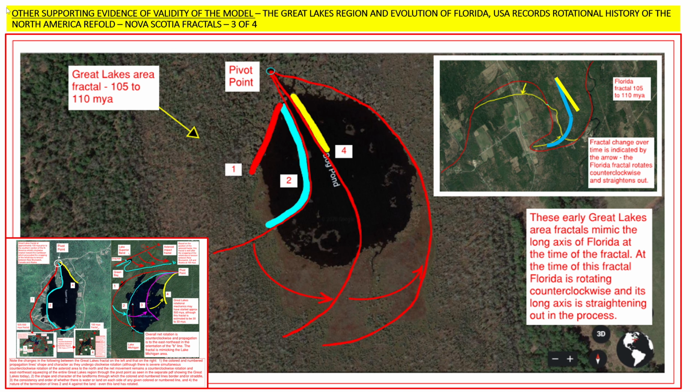Okay, we're talking about Great Lakes rotational signature, mimics model tectonics. Specifically here, we have another fractal in Great Lakes 105 to 110 million years ago representation. This is slide 3 of 4. Great Lakes region and evolution of Florida, USA records rotational history of the North American reef fold. Nova Scotia fractal of the Great Lakes shown here. We did discuss this lower left insert before, circling it.